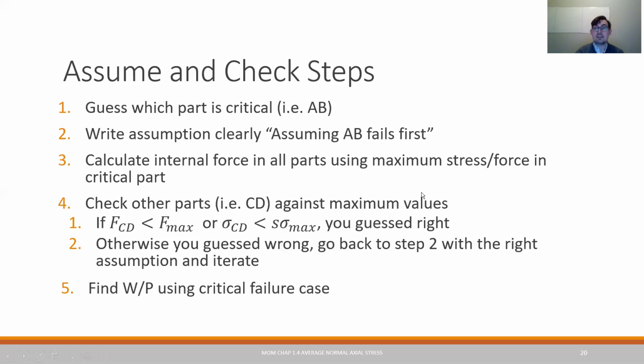In this particular case, the example that we just did, we found that we were wrong. CD actually has a higher stress and it fails first. So in this first case, we didn't guess right. It means we go back to step 2. And instead of assuming AB fails first, we cross it out and we go CD fails first. And we do basically the same steps to figure our answer. Once you figure that out, you can figure out what your W or your P is using that critical failure case. So let's do a quick comparison of those two things.